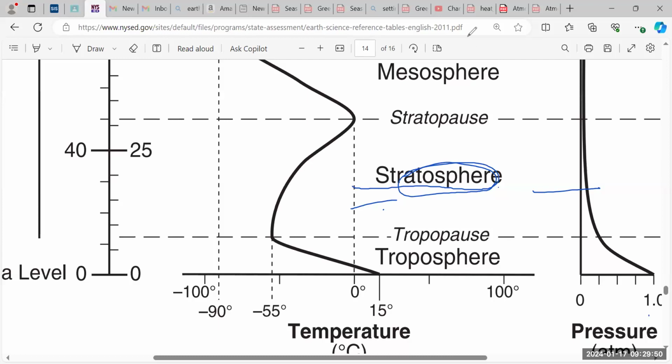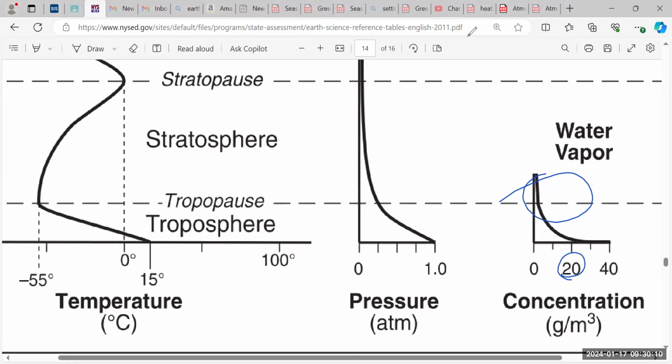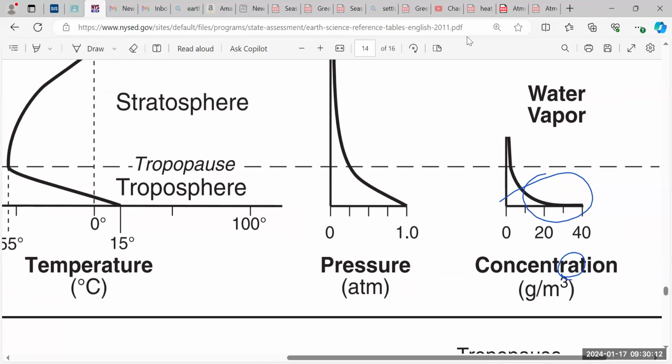Let me make this a little bit brighter. All right, page 14 reference table. I'm only going to look where it talks about the water vapor. So cha-ching, the water vapor right here. Now, when I'm looking at this chart, I know the most amount of water vapor is where the concentration is at 40. Let me zoom in. Where the concentration's at 40, the line is right here on the bottom. That's where we get the most amount of water vapor.